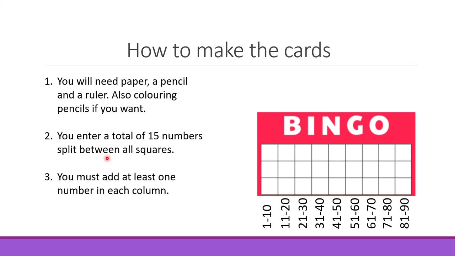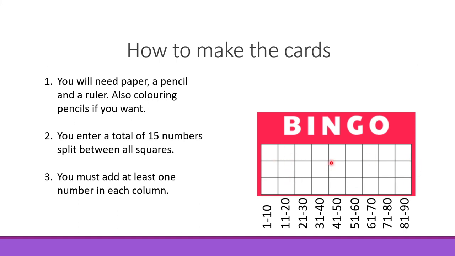You enter a total of 15 numbers split between all squares. You must add at least one number in each column. So a column, remember, is up and down. Those are columns. We did these in grade 1. And rows are across. So it's columns you want to worry about. So in here you can do any number between 1 and 10. Any number between 11 and 20. Any number between 21 and 30. And so on, all the way up to between 81 and 90. So what you need here is at least one number in each column.